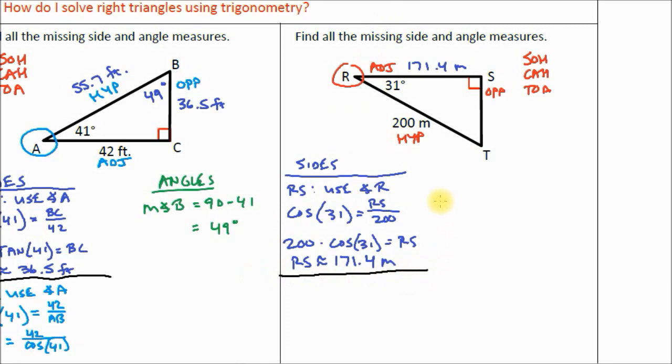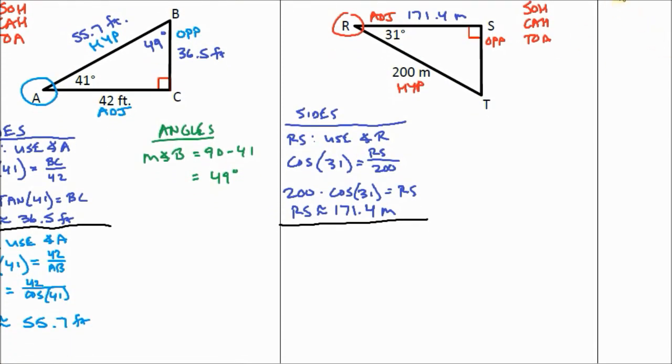Now some students are saying, Mr. Z, can I use Pythagorean theorem now? Absolutely. You can use Pythagorean theorem, but if you do, you better round this RS to 2 decimal places so you get a more accurate answer. I'm going to go ahead and use trig because, as you can see, the more you work at it, the easier it gets. So in this case, we have to find ST.